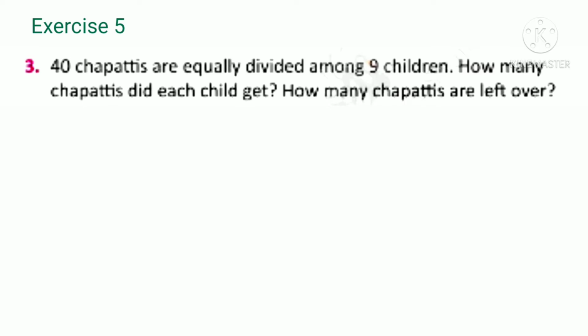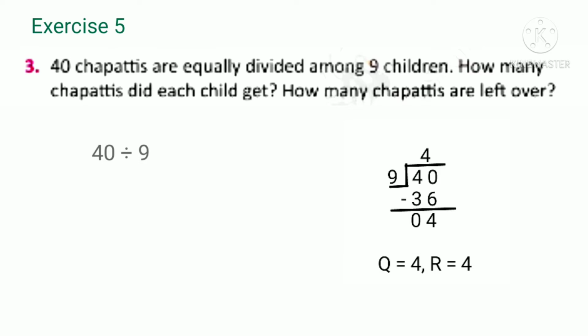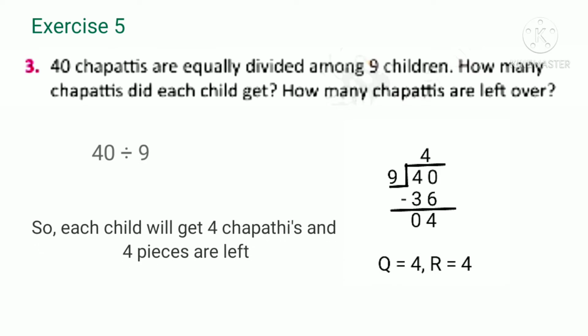So, story sum: 40 chapatis are equally divided among 9 children. How many chapatis will each child get and how many chapatis are left over? Here we have to divide 40 by 9. How to divide? 40 is the dividend and 9 is the divisor. 9 fours are 36, 4 is the remainder. So each child will get 4 chapatis.